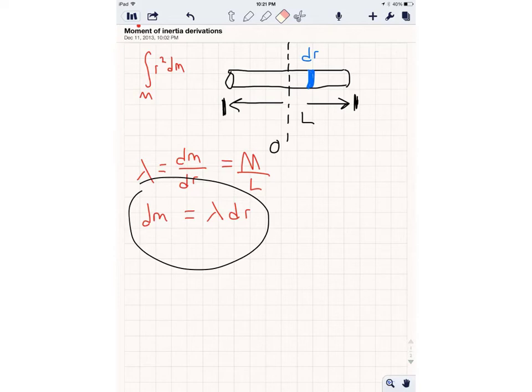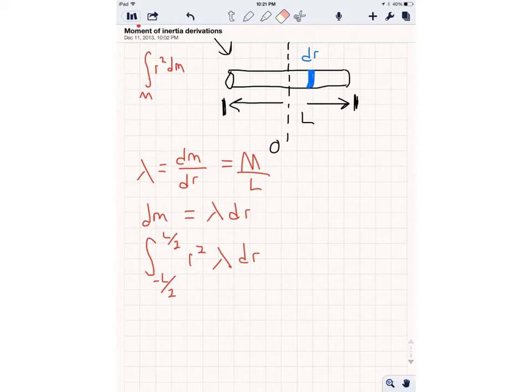We can now plug this back into our original relationship to have an integral solely in terms of r and other constants. Having made this substitution, we now have to evaluate the limits. We're not integrating over the mass anymore. We're integrating in terms of r. And so our limits of integration will be from the beginning of the rod to the end of the rod, or negative L over 2 to L over 2.